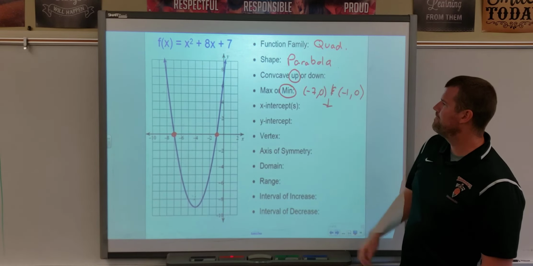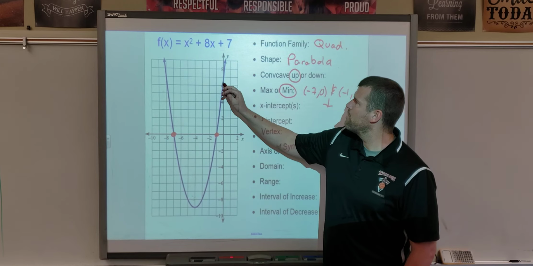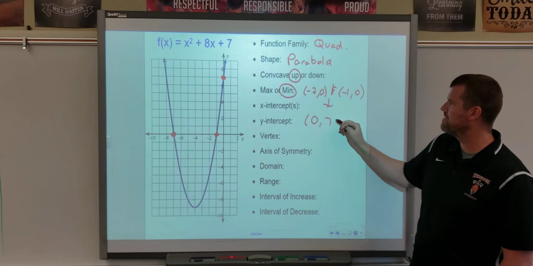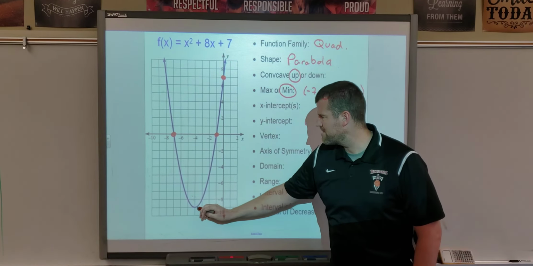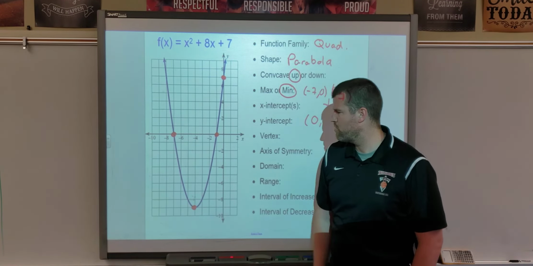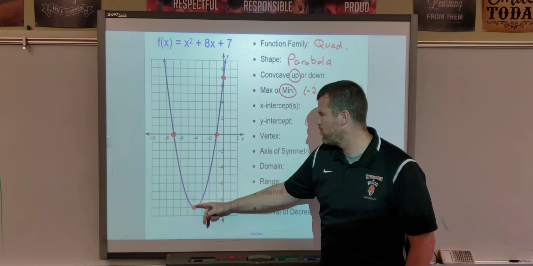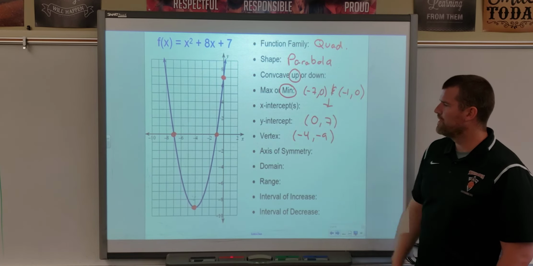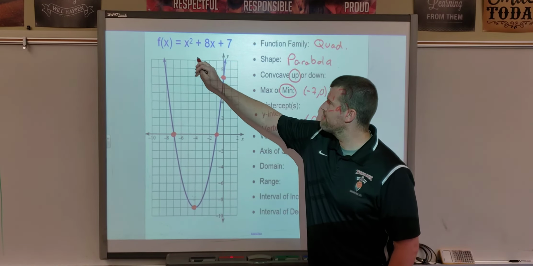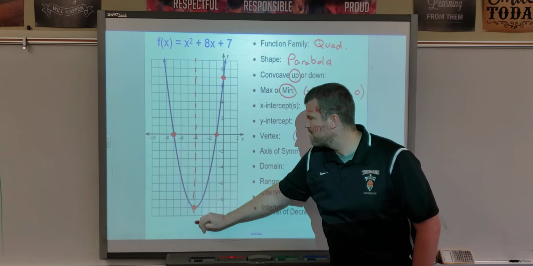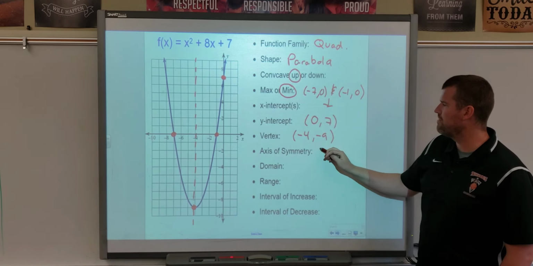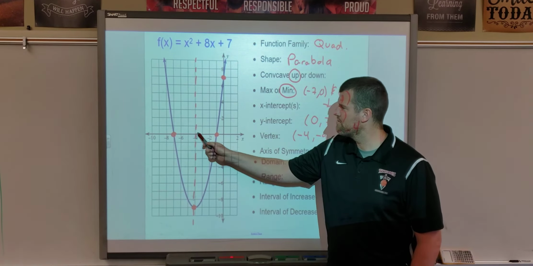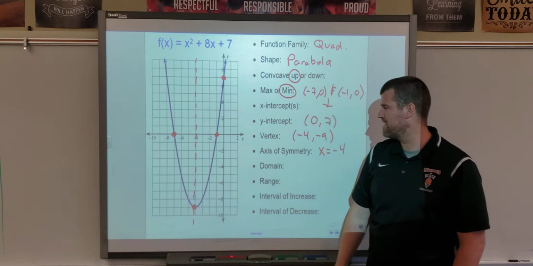Meant to put that right there. The y-intercept, this time our y-intercept is up here at 7. So the y-intercept is 0, 7. The vertex is where we change direction. So again, way down there, which is negative 4, negative 9. We know that the axis of symmetry always goes through the vertex. So the x of our vertex will also be our axis of symmetry. Goes through negative 4, right? It goes through the negative 4, which will cut through the vertex.